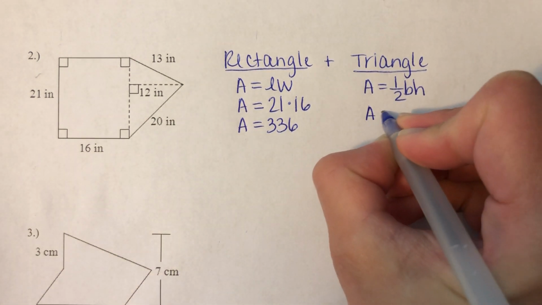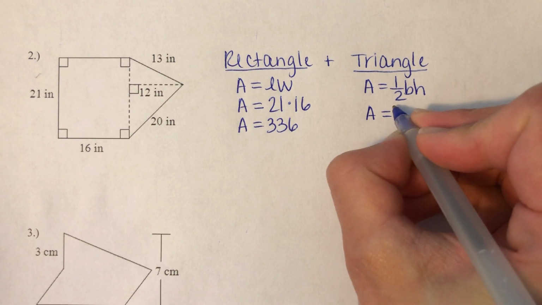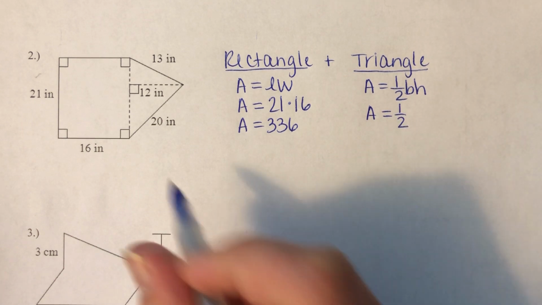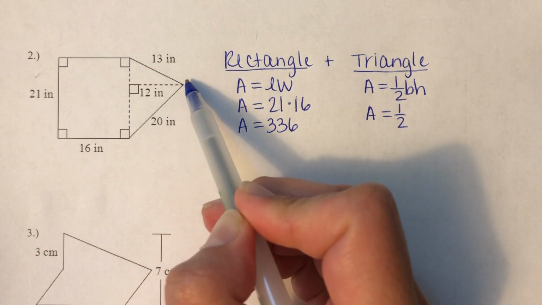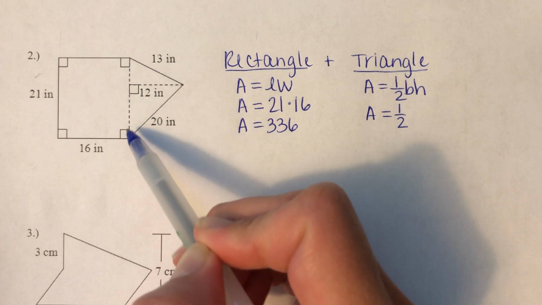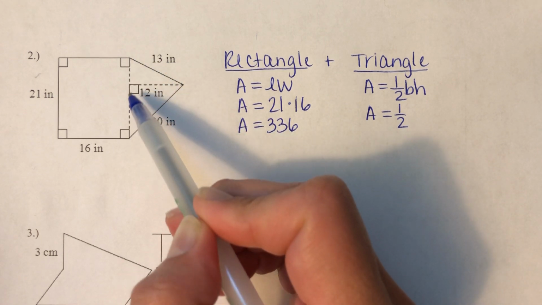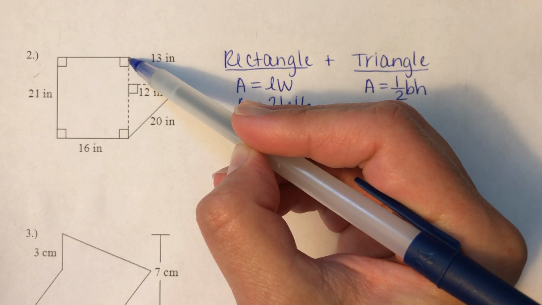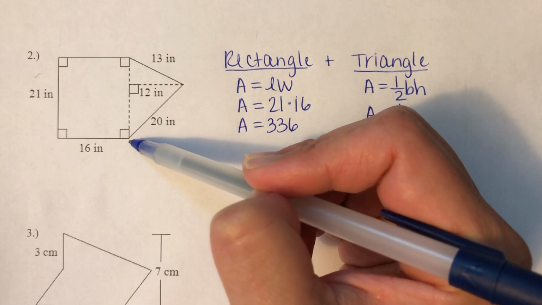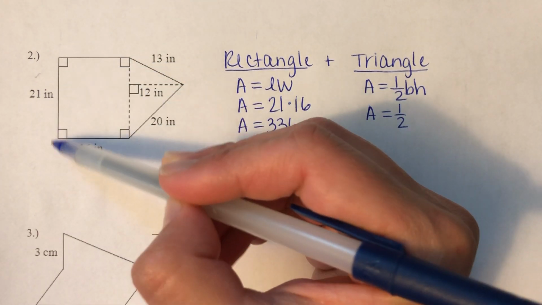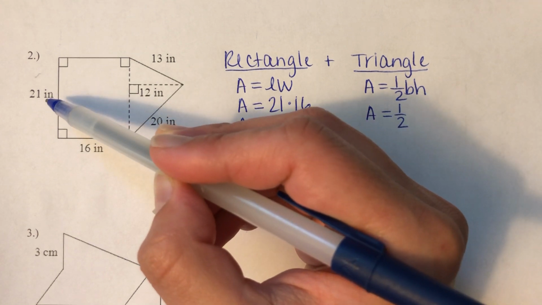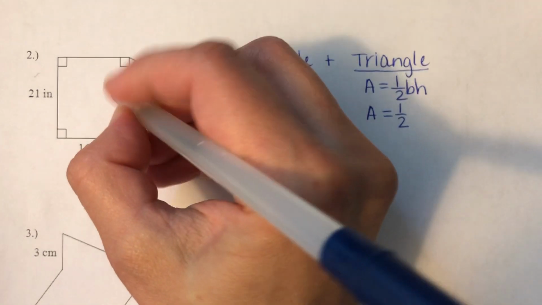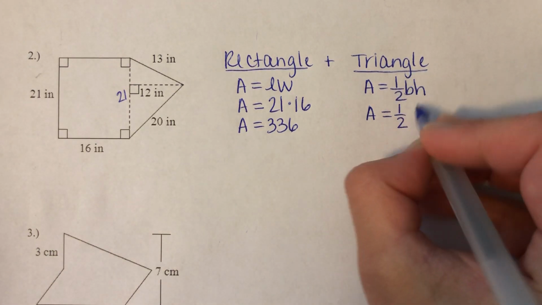Triangle's a little bit trickier because the triangle's on its side. We have to bring down that 1/2. So look at this triangle. The base is actually over here. It's kind of like turned on you. And I don't actually see that dimension. But because this is a rectangle, I know that that side must be equal to this side. So the base must be 21.